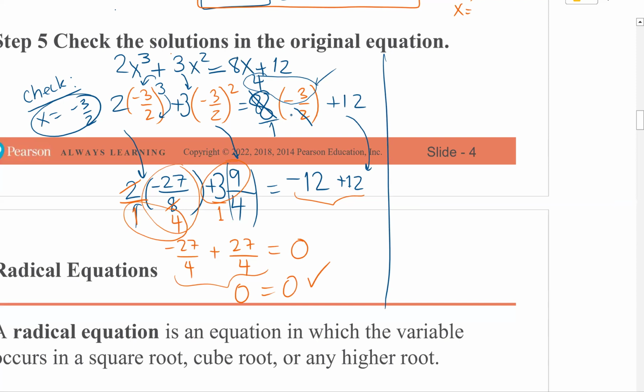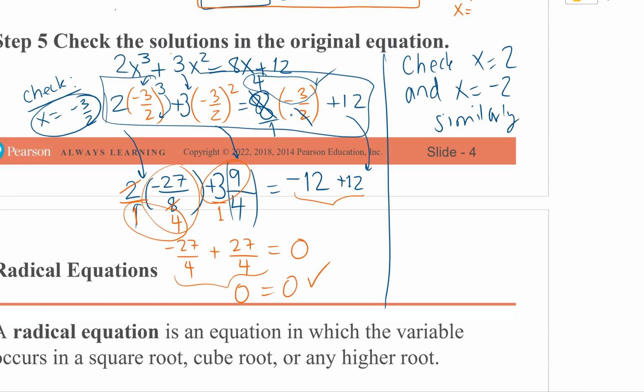And then, I think I might just leave it as an exercise. If you want to, you could check the other solutions, x equals 2 and x equals -2 similarly. Might be a little easier though, because there'll be no fractions, but you have to treat it the same way. Take the original equation, replace every x with 2, see if it's true. It should be true.